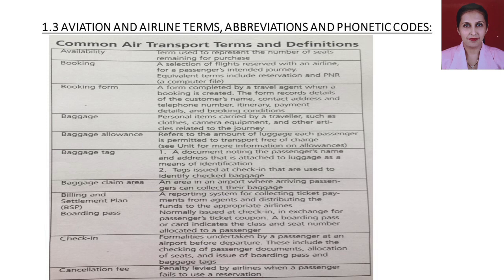So from whom do we collect this money? We collect this money from the travel agents, for example Cox and Kings or Akbar Travels, and various other agencies. So this system collects the money. Earlier it was done in cash, but in today's time most of the transaction is done online. So the reporting system collects ticket payments from agents and distributes the funds to the appropriate airline. It collects the funds from the various agents.